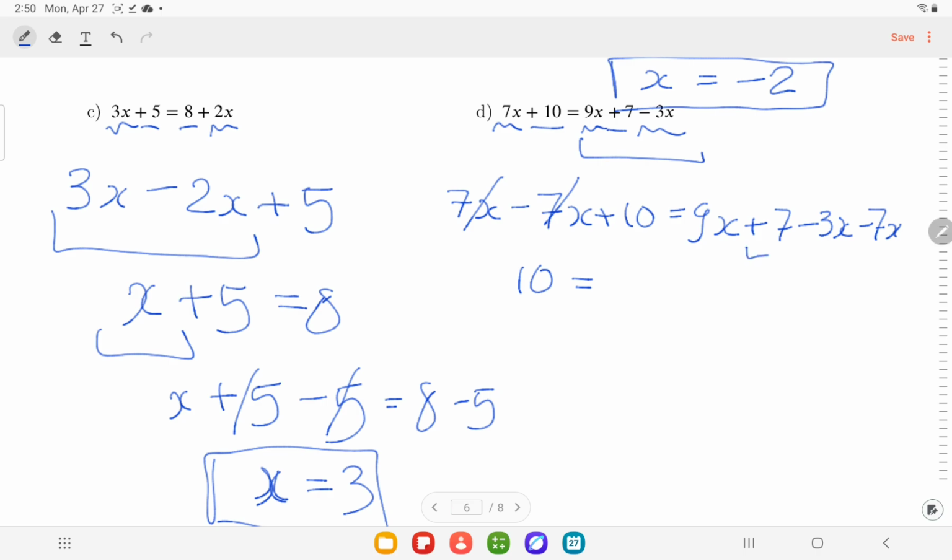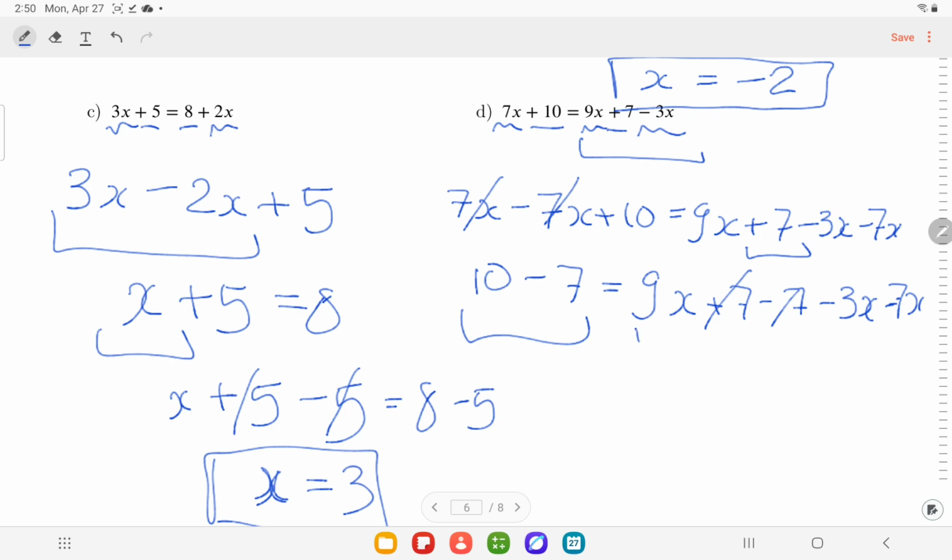And then to move this positive 7 over to the other side, we are going to subtract 7 from each side. And now we can merge these like terms and these like terms. So we have on our left side 10 minus 7, which is 3. And on our right side we have 9x minus 3x, which is 6x, minus 7x is negative x.